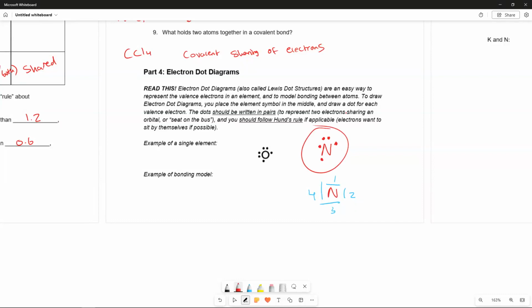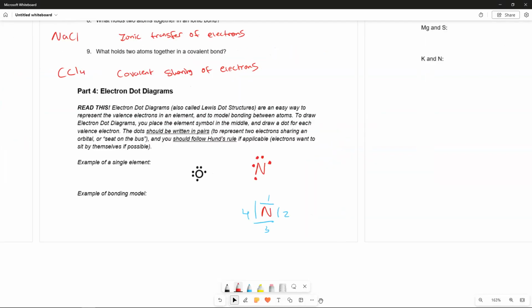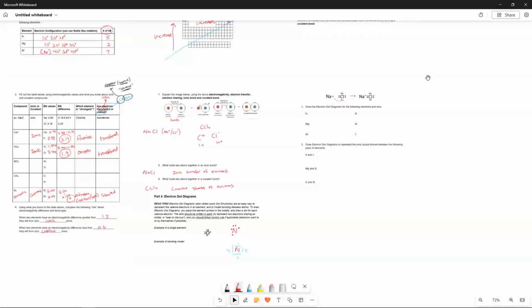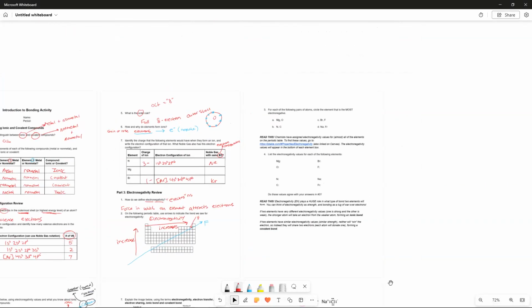So that is nitrogen. Let's take a look at some more complicated ones where it has the bonding model. Where does it have that?